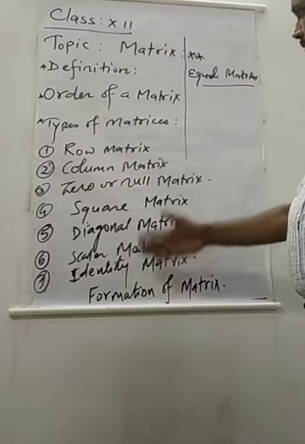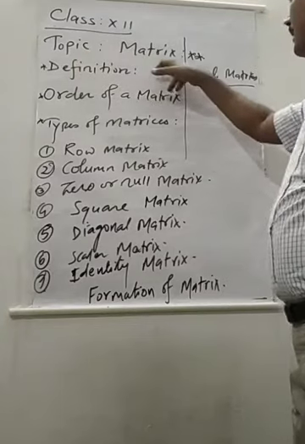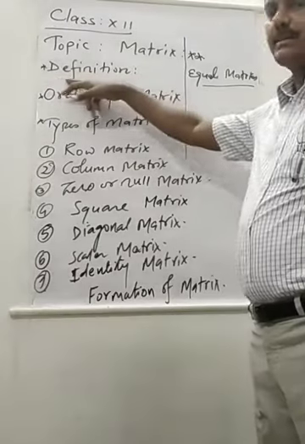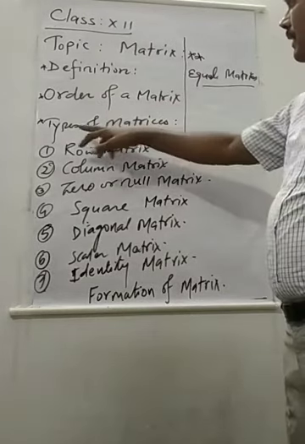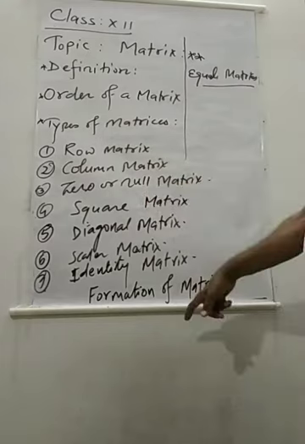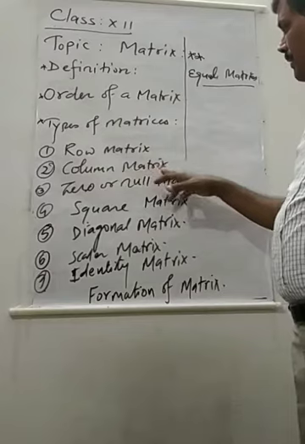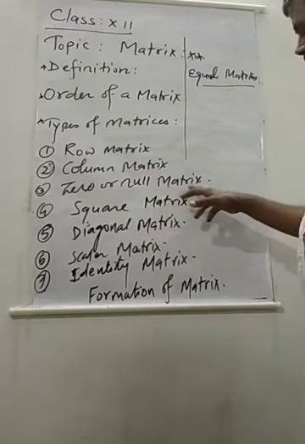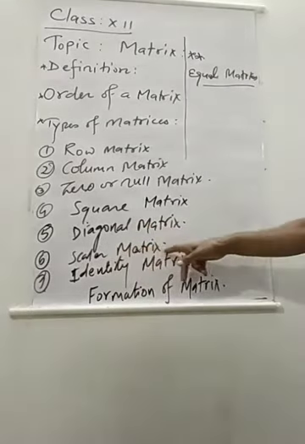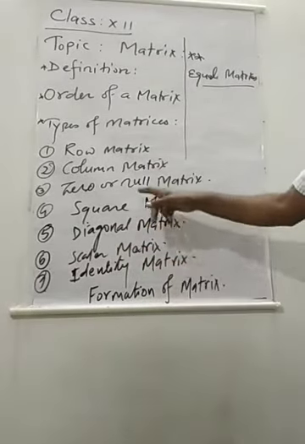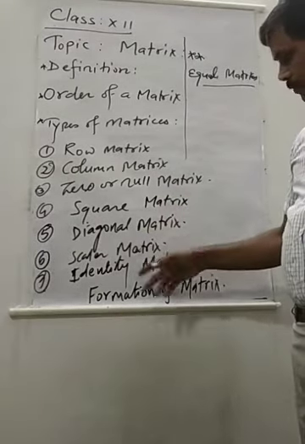So these are the points which we want to discuss today. First, a written topic, that is matrix. We will discuss its definition first of all, then order of a matrix, then types of matrices. These are the types which we have to discuss. They are very important: row matrix, column matrix, zero or null matrix, square matrix, diagonal matrix, scalar matrix, identity matrix. These are written in a specific order that I will discuss one by one.